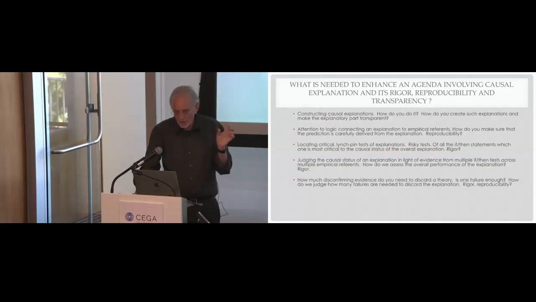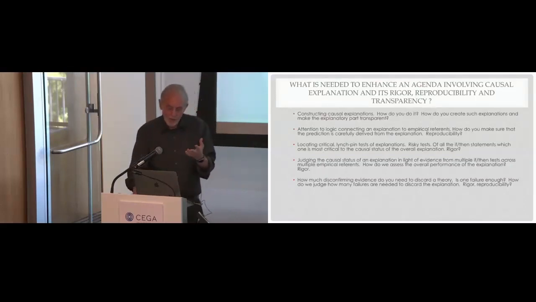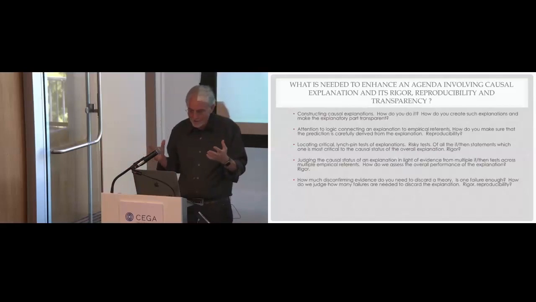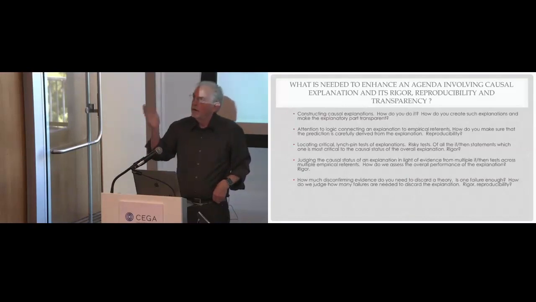How do you make sure that the prediction is carefully derived from the explanation? That would be reproducibility, so that if I laid out the theory and asked someone else to make a connection to the empirical referent, would my logical process getting to that be replicated by someone else who also has looked into the theory? Then how do we locate critical linchpin tests of explanations, risky tests, ones that are more likely to separate between the truth value of a theory?